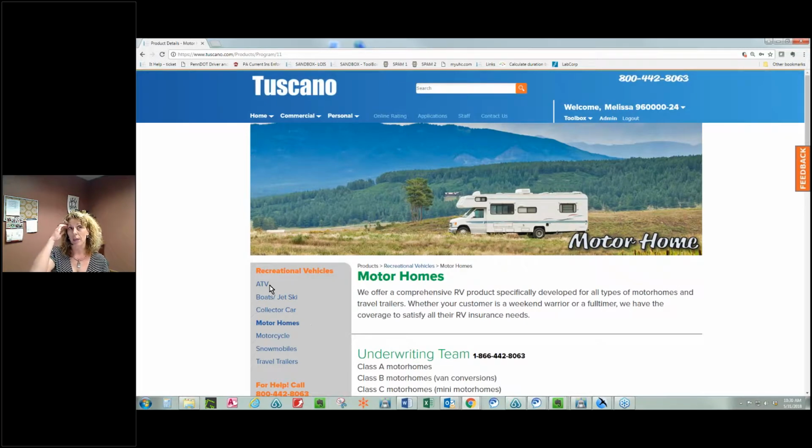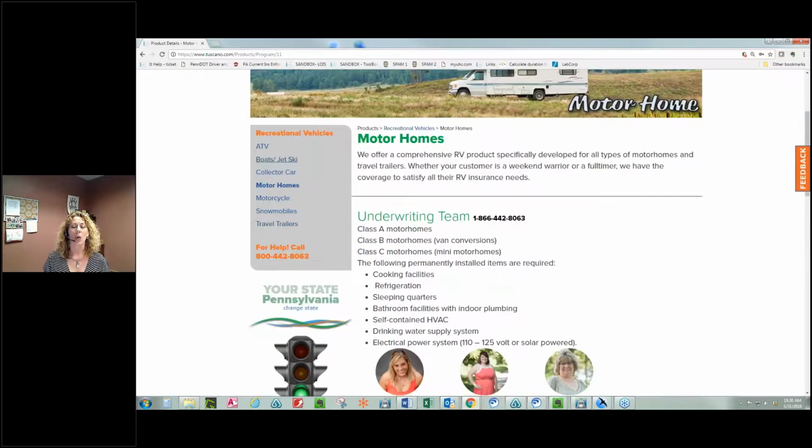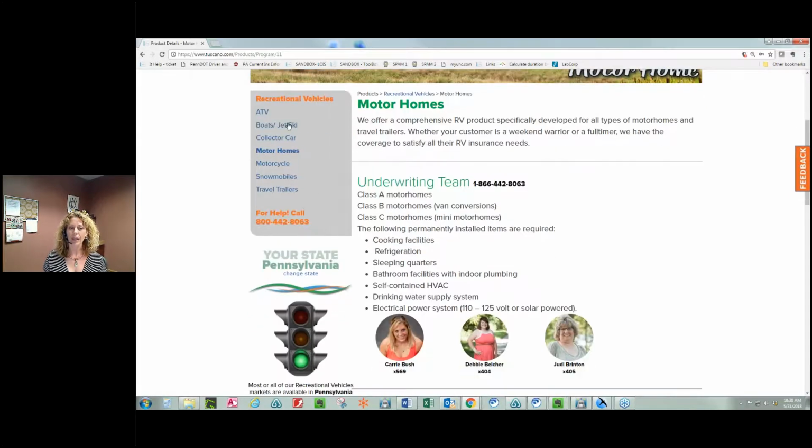Our main company for motorcycles is American Modern. Motorhomes, we're able to do anything from your Class A to your Class C mini motorhomes. Our company with that is National General. I know a lot of you have that in-house, so keep that in mind. With the motorhomes, we don't have too many.